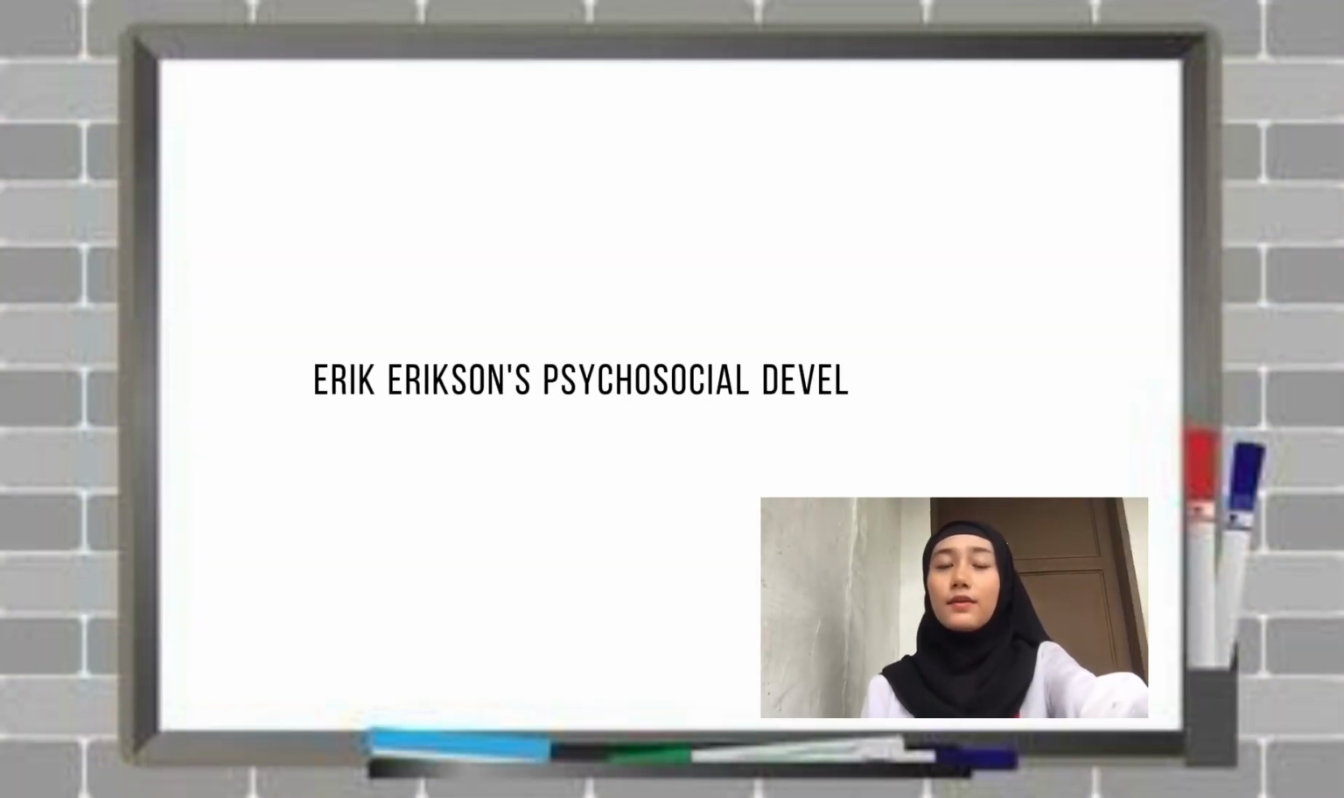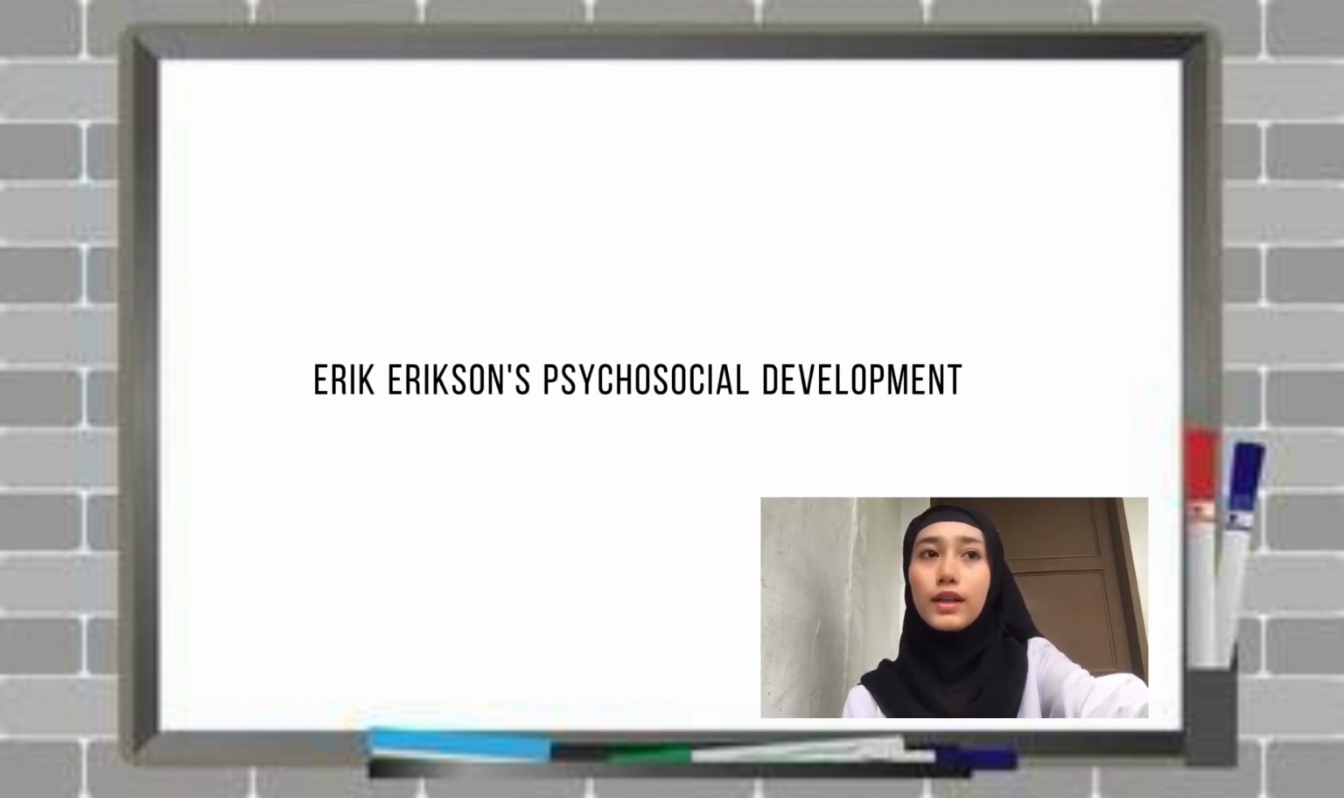Eight stages. First is trust versus mistrust, infancy to 18 months, which is the hope. The second is autonomy versus shame and doubt, 18 months to 3 years, which is the will. The third is initiative versus guilt, 3 to 5 years, which is the purpose. The fourth is industry versus inferiority, 5 to 13 years, which is the competency.